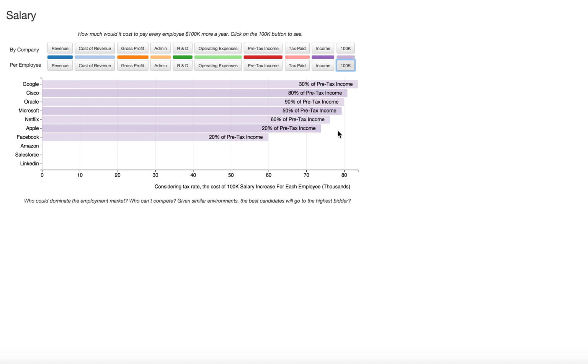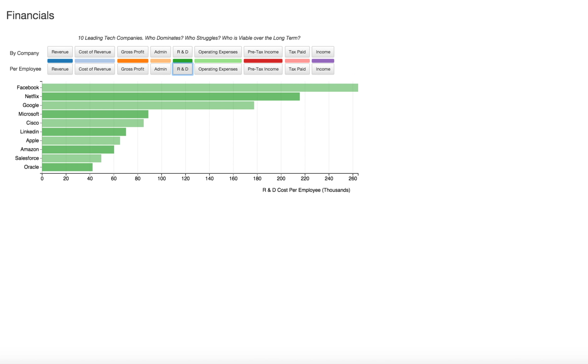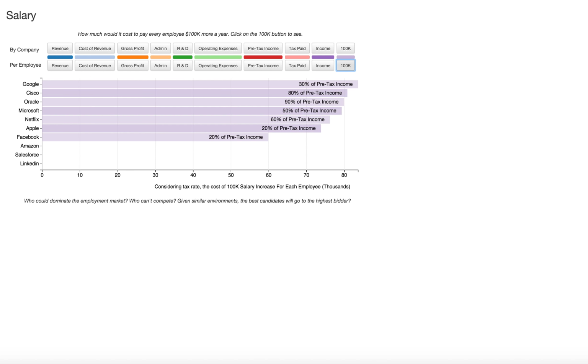And the way this particular graph works is this is taking into consideration the current tax rate that they're paying. So if they're actually paying $100,000 more in salary, by taking that same $100,000 out, given their tax rate, it would effectively only cost, in the case of Facebook, $60,000 per employee to pay $100,000 more because of the savings that you have.